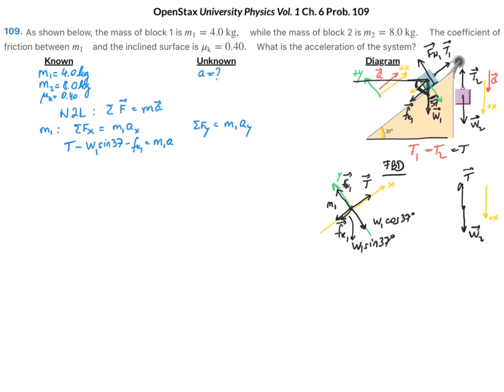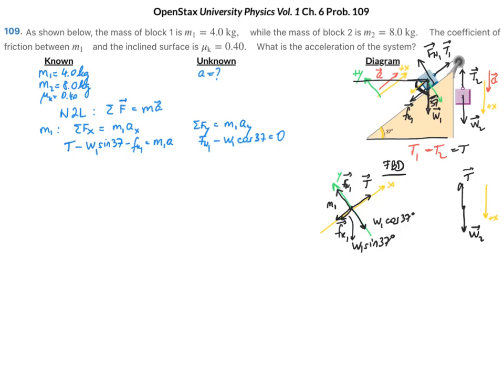In the y direction, I have two forces. I have the normal force and I have the y component of the weight. So I'll say that F normal 1 minus W1 cosine 37 equals, and now I know that my object doesn't jump up and down, doesn't move up and down perpendicular to the plane, so the acceleration in the y direction is 0, so the sum of these forces is equal to 0.